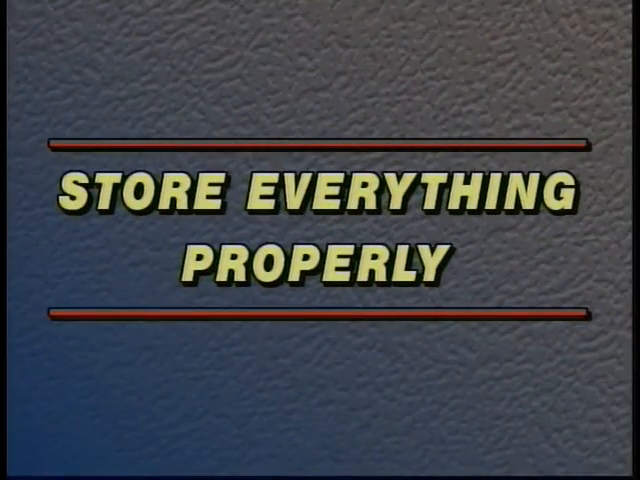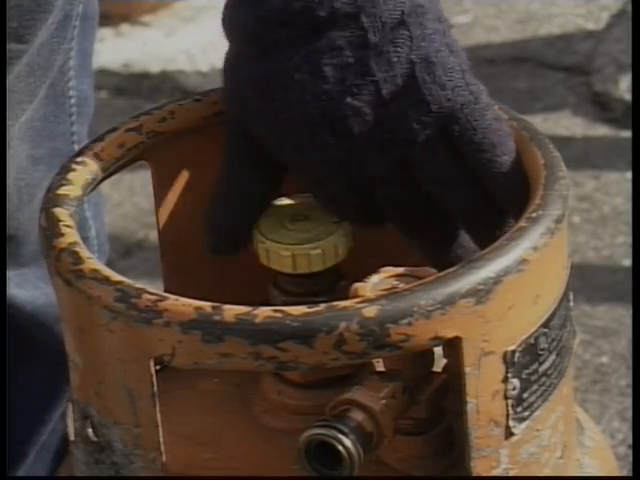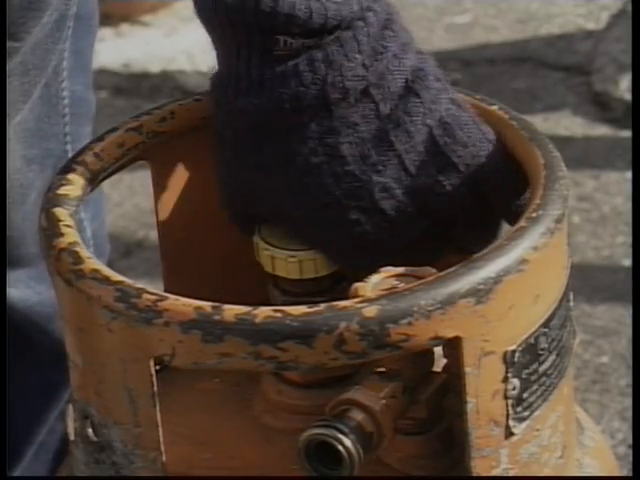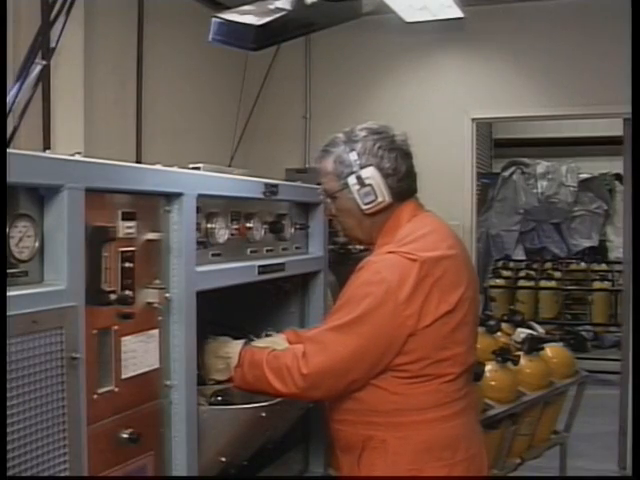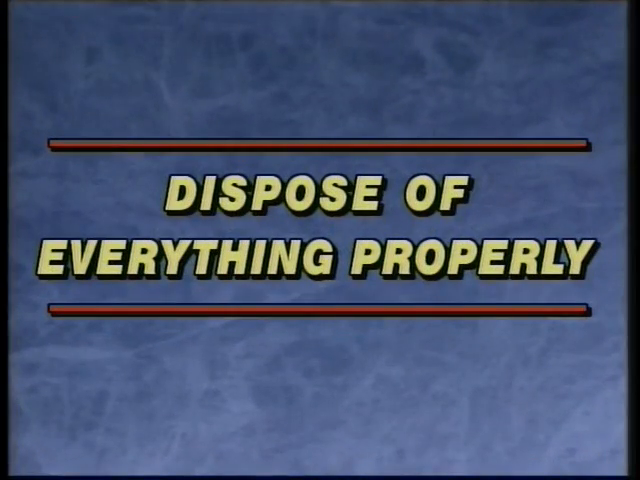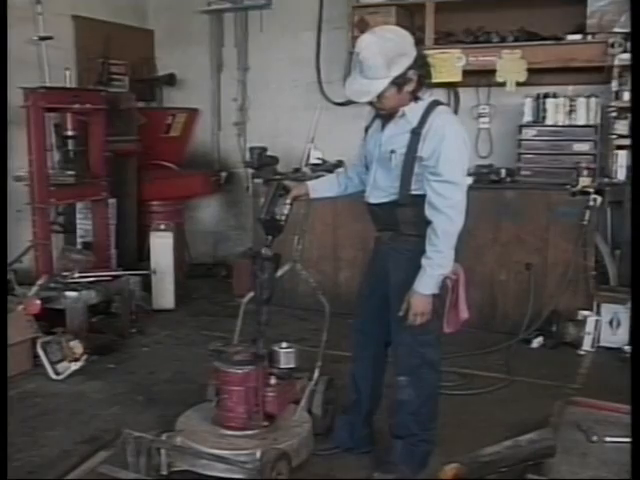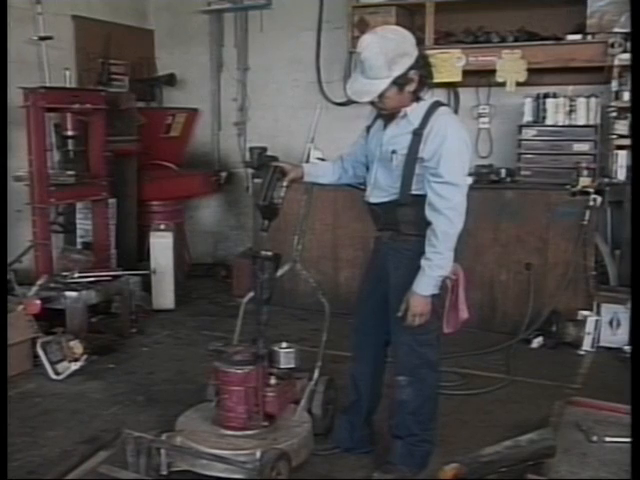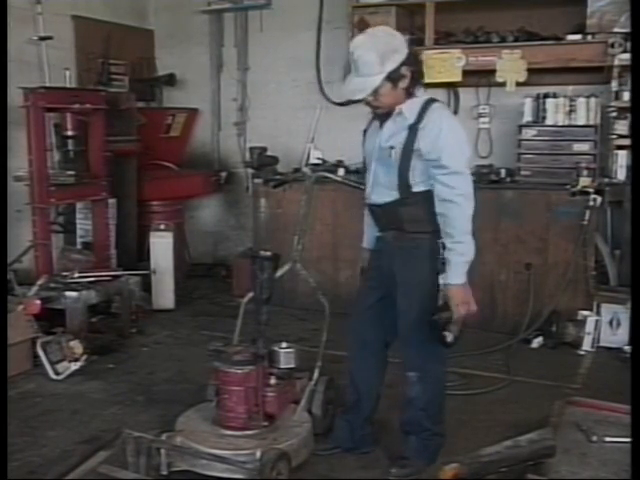Eighth, store everything properly. Make sure to close containers tightly. Keep flammables in a safe area, and use only the smallest amount necessary for the job. Store compressed gas in leak-free containers, and keep corrosives in containers that won't cause chemical reactions. And ninth, dispose of everything properly. Take as much care in disposal as you would in using a chemical. Safe chemical disposal requires specific procedures, so follow your company's procedures and policies.